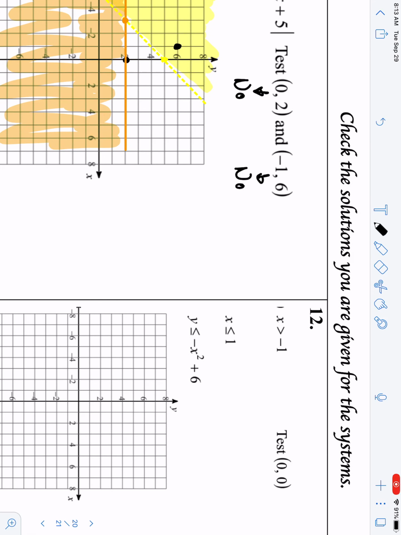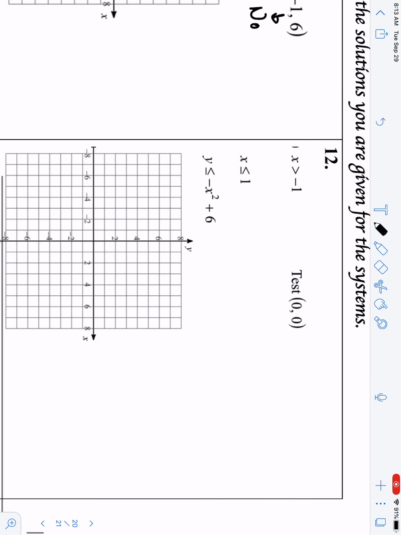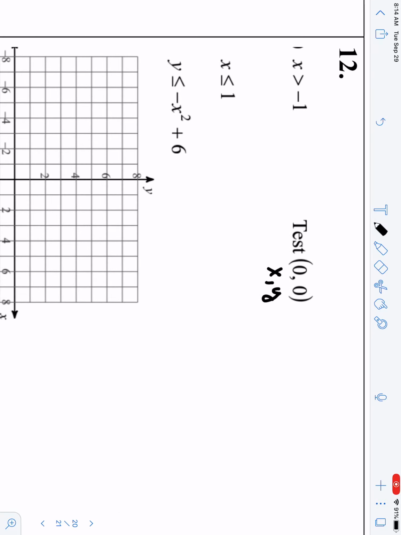Now, I'll do one algebraically over here. In number 12, x greater than -1, we want to test a point 0, 0. And again, this is my x value. This is my y value. So the first inequality, we're only concerned with x. So I'm going to test my x point. So is 0 greater than -1?